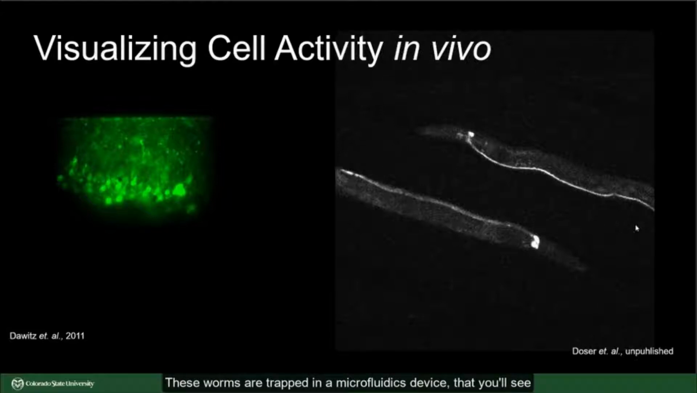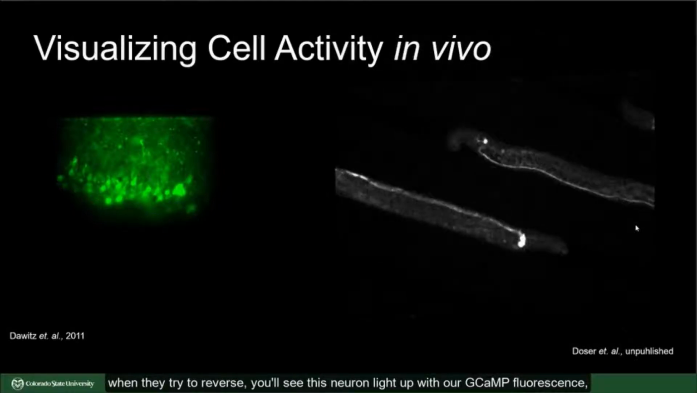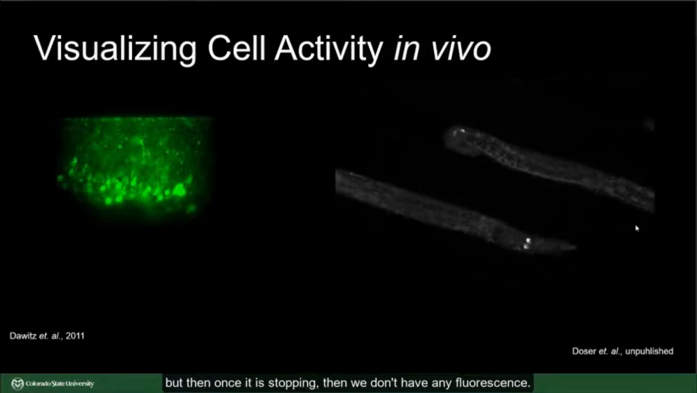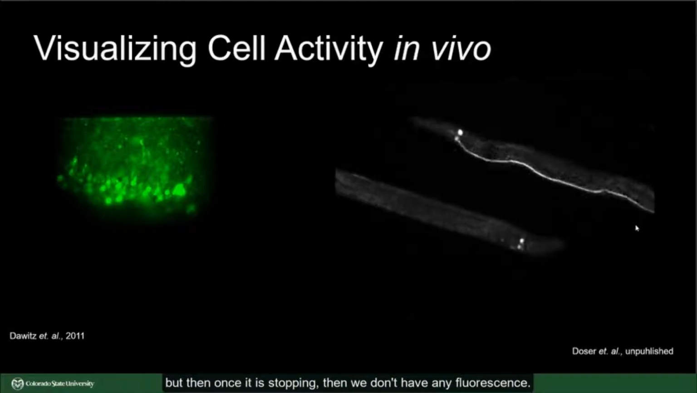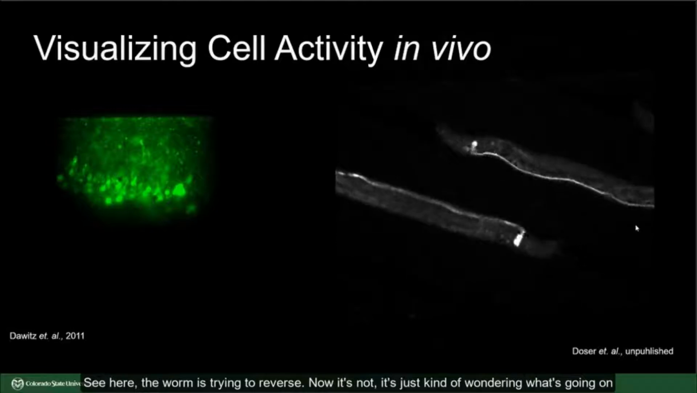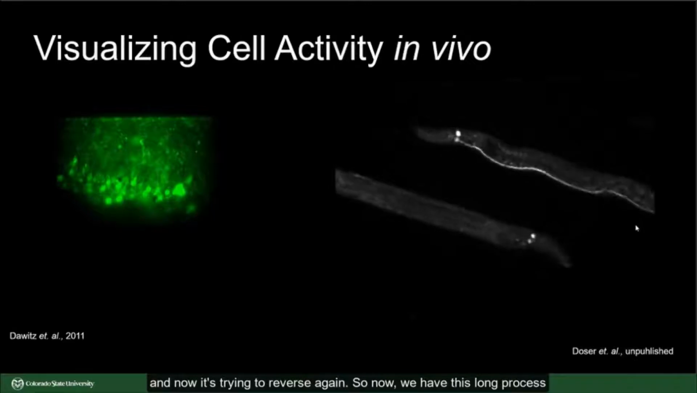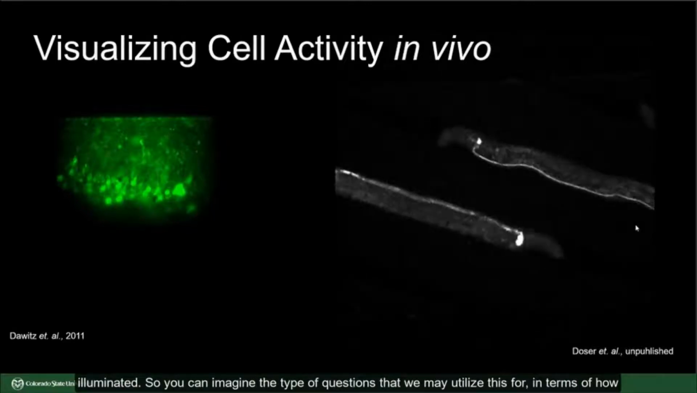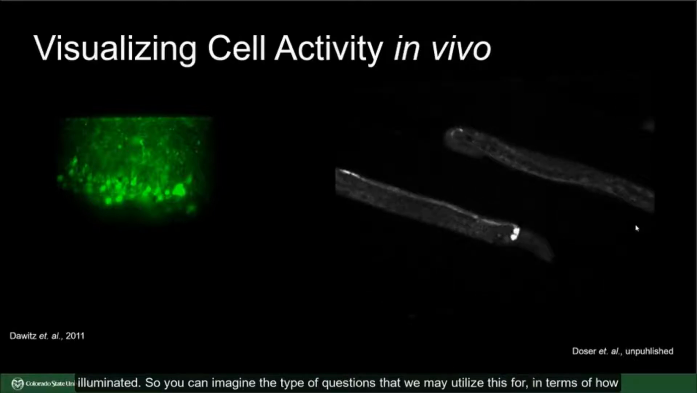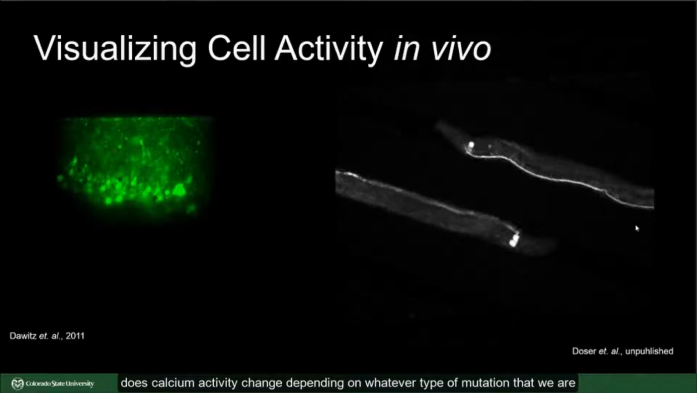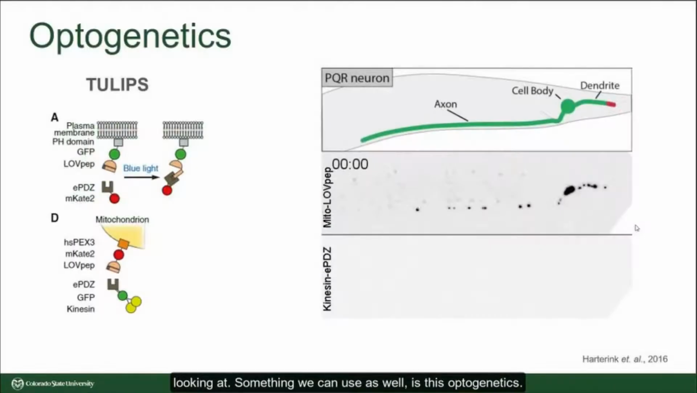So these worms are trapped inside a microfluidic device, but you'll see that when they try to reverse, you'll see this neuron light up with fluorescence, but once it stops, you don't have any fluorescence. You see here the worm is trying to reverse, now it's not, it's just wondering what's going on. And now it's reversing again, so now we have this process being illuminated. So you can imagine the type of questions we can use this for, in terms of how calcium activity changes depending on whatever type of mutation we are looking at.